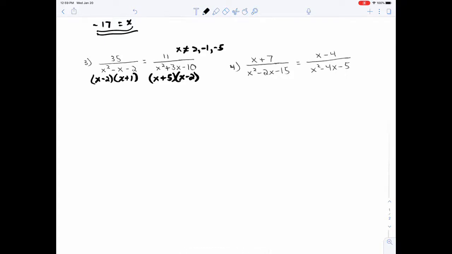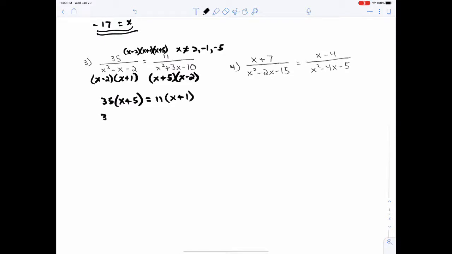So let's multiply. And what are we going to multiply by? The common denominator, which is x minus 2, x plus 1, and x plus 5. And normally I would write that on both sides of the equation, because we are multiplying each side of the equation by that, but it just would be a lot of writing, so I'm just going to put it in the middle. So what happens on the left-hand side? The x minus 2's cancel, and the x plus 1's cancel, so we get 35 times x plus 5. And what happens on the right-hand side? The x plus 5's cancel, the x minus 2's cancel, so we have 11 times x plus 1.